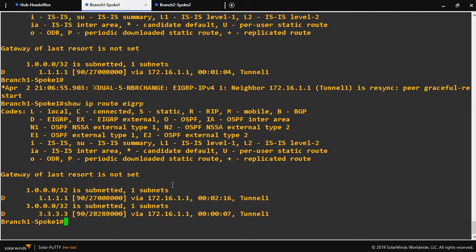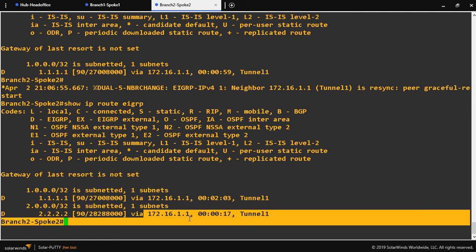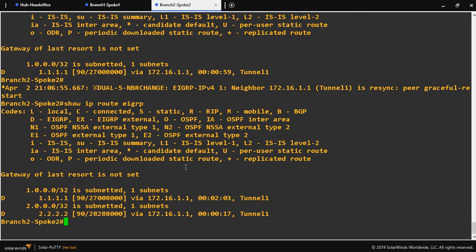Only one thing you have to check closely: the 3.3.3.3 network is learned via 172.16.1.1, that is the hub. So the next hop IP is the hub. Likewise on spoke 2, this spoke 1 network is learned through the hub, and the next hop IP is 172.16.1.1, the hub router IP. So this is DMVPN phase 1. Anyway, spoke-to-spoke traffic will go via the hub router only, so in that case this is not an issue.